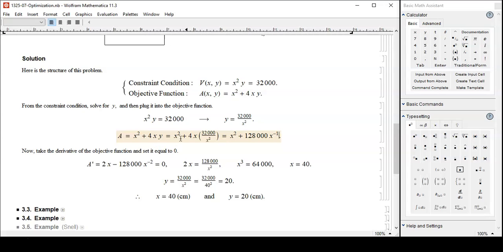x squared comes from the bottom square, and then 4x times this quantity, with x to the first power times x to the second power in the denominator, so we have just x in the denominator. But for calculus, power form is usually more convenient, so I used x to the negative first power instead of 128,000 over x. You could write it as 128,000 over x if you prefer. You can do it like that too.